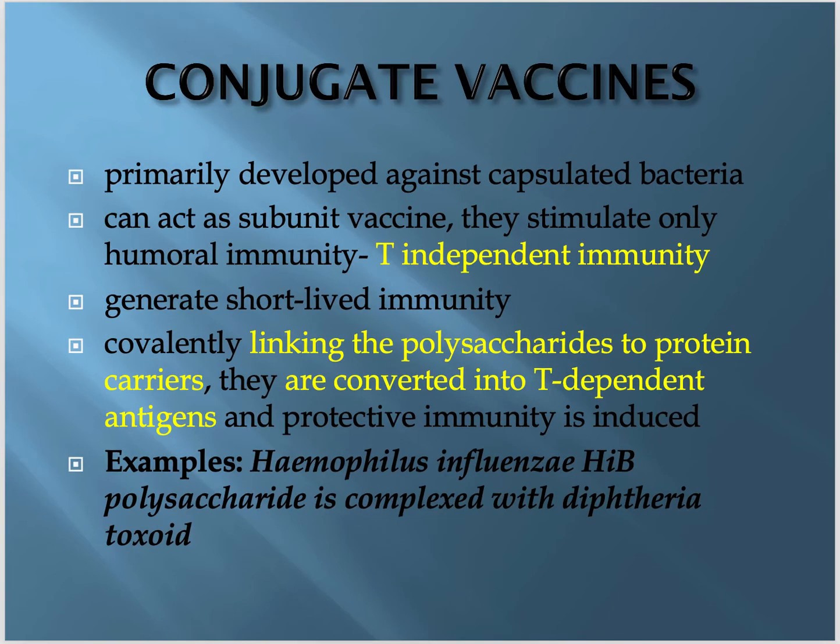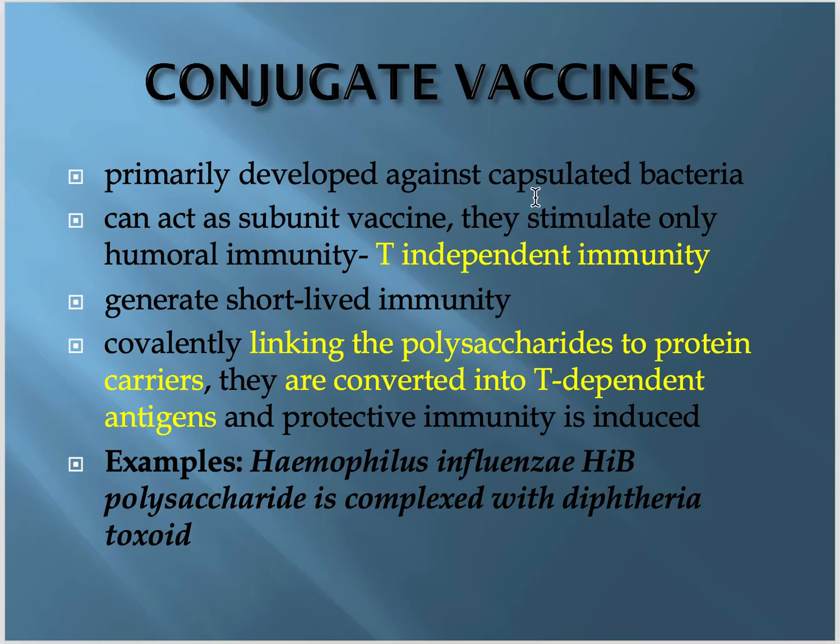Okay, then conjugate vaccines. Primarily these kinds of vaccines are developed against capsulated bacteria. Okay, and these are actually subunit vaccines, and they stimulate only humoral immunity. That means humoral immunity in a T independent way. Okay, so T independent humoral immunity. And usually they generate short-lived immunity.